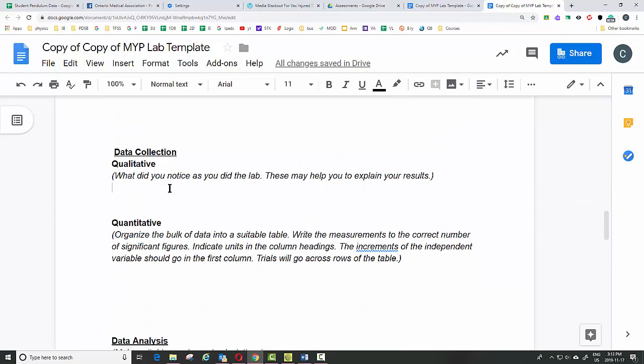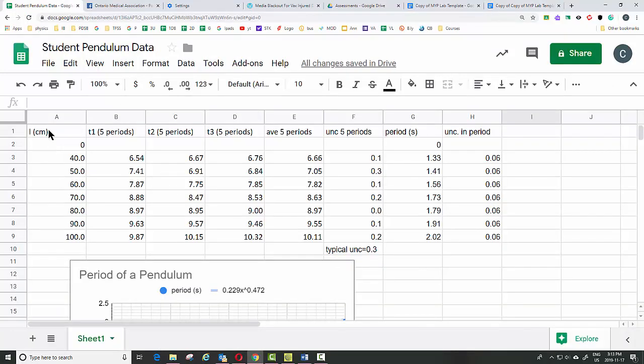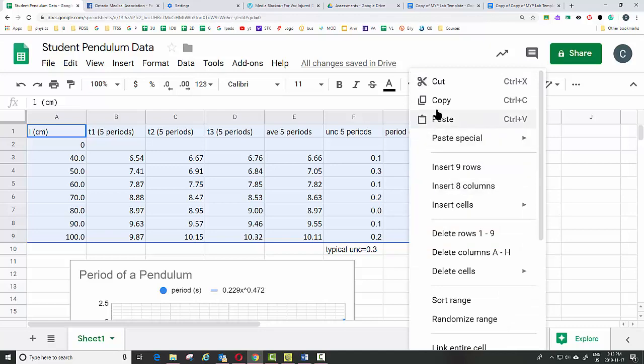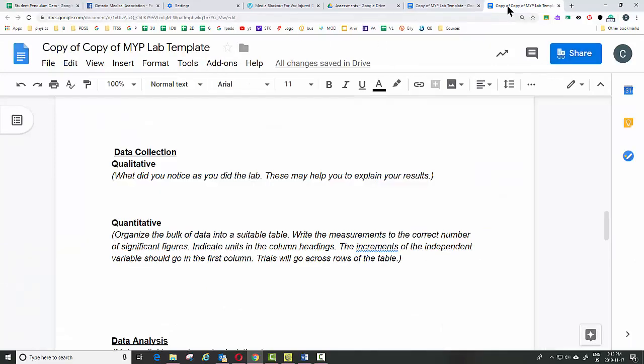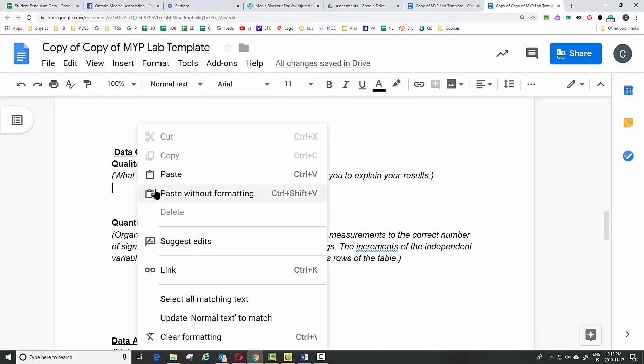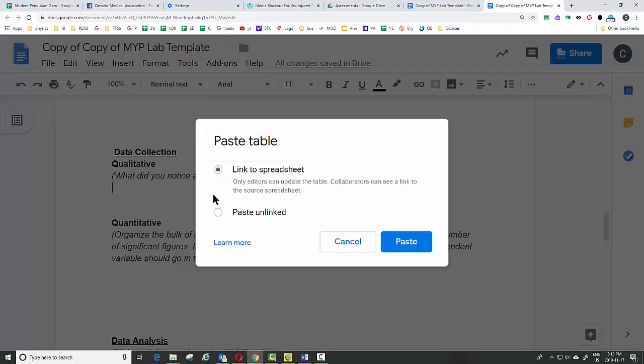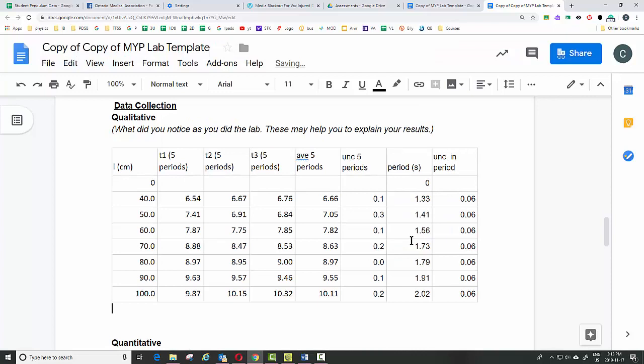And next, what you want to do is make a data collection table. And in most cases, that's basically going to be done for you if you just highlight your data table from Google Sheets. So you can just copy that and then come back and paste it. And they'll ask you whether you want to link it to a spreadsheet or not. I usually find it's advantageous to link it to the spreadsheet. What that does is if you make edits in the spreadsheet, they will automatically show up in the table.